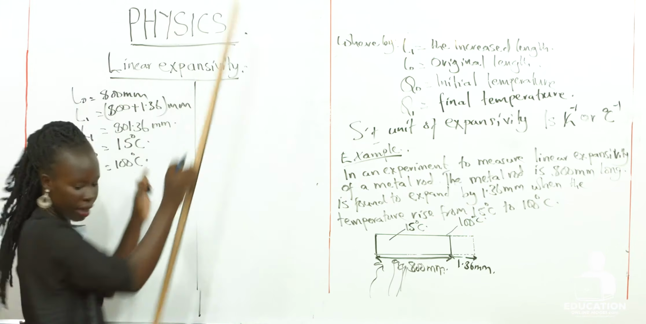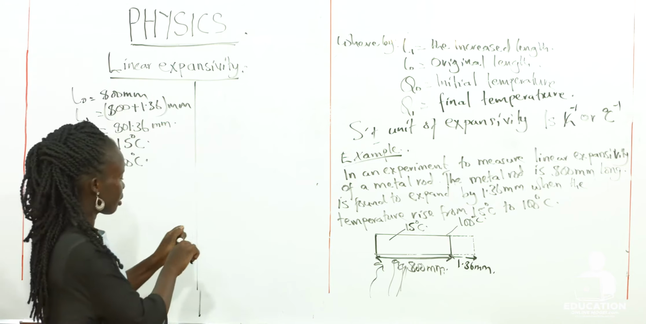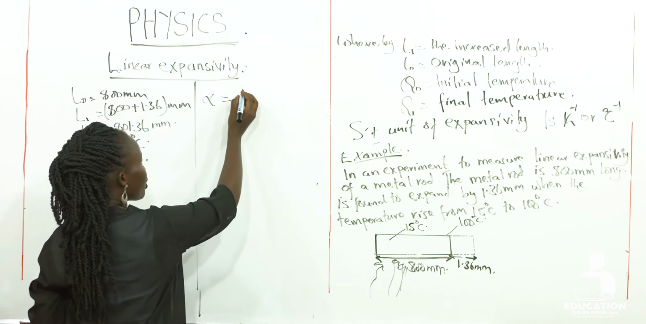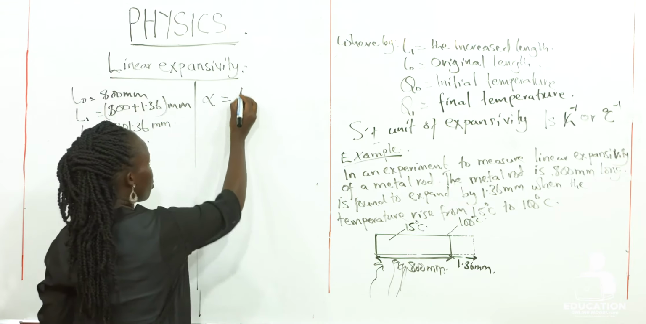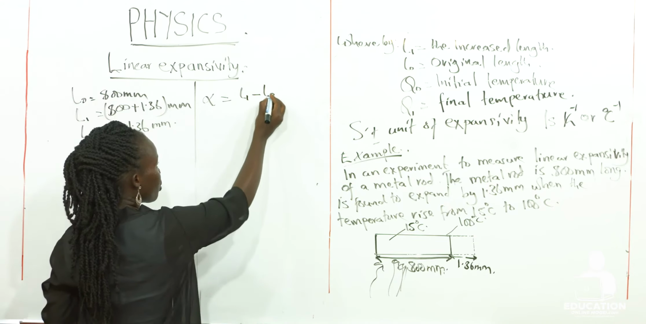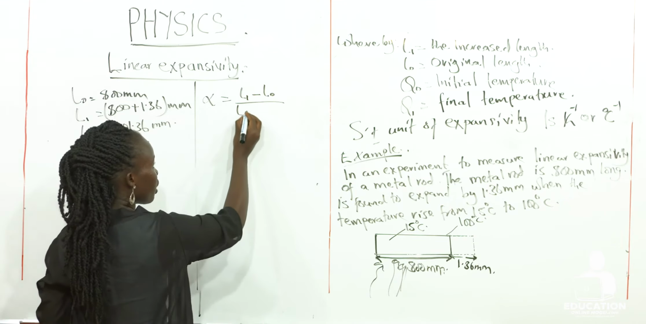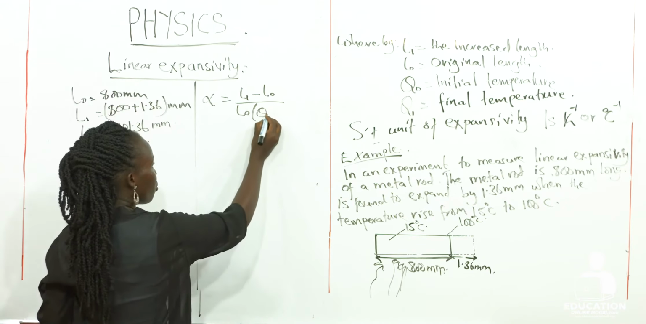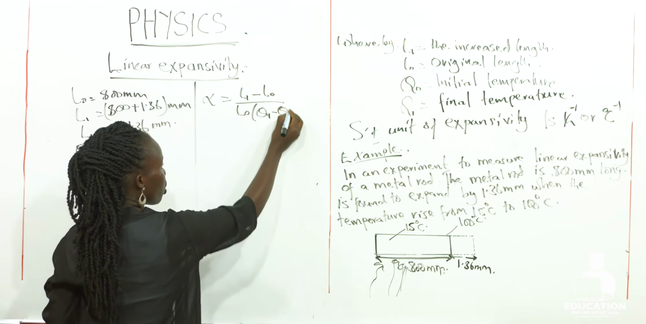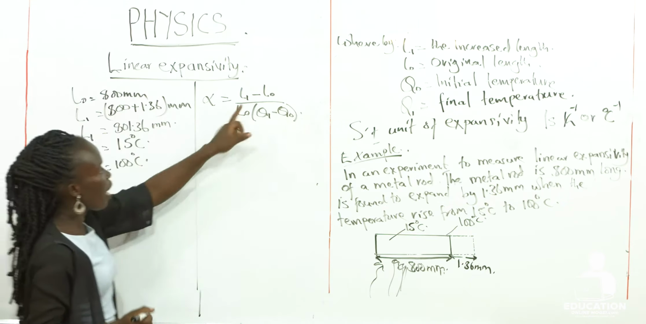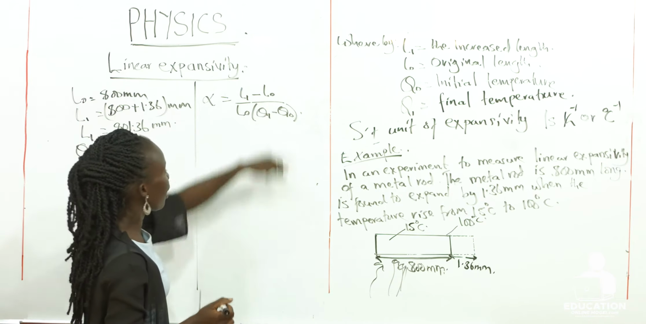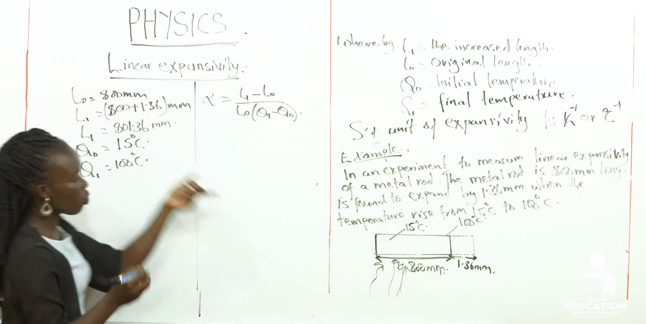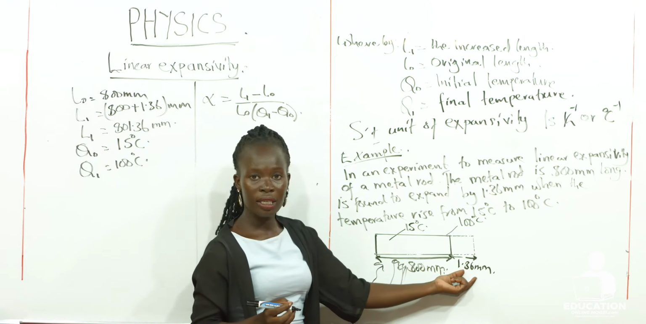So our formula is saying that linear expansivity is equal to the change in the length, which is L1 minus L naught, divided by the original length, and then we multiply it by the change in the temperature, which is θ1 minus θ naught. So what happens is, do we have L1 minus L naught? We can find that. Our L1 minus L naught was already given to us as 1.6.